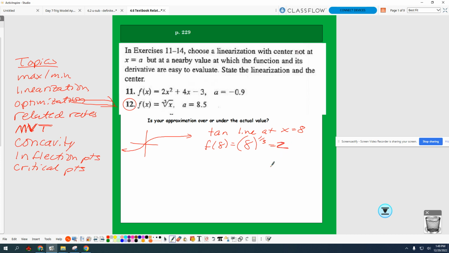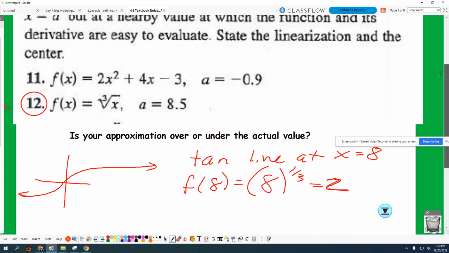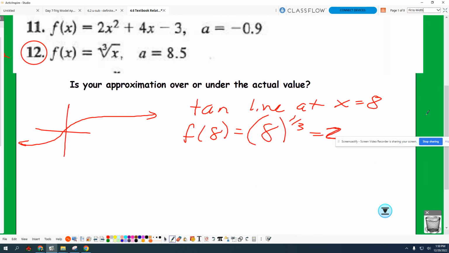To do a tangent line, I need a coordinate and a slope. How am I going to get the slope? What is the derivative? What's the function? So there's the function. So differentiate that.